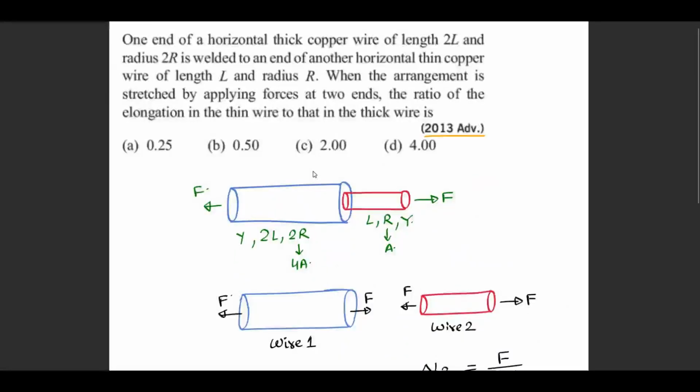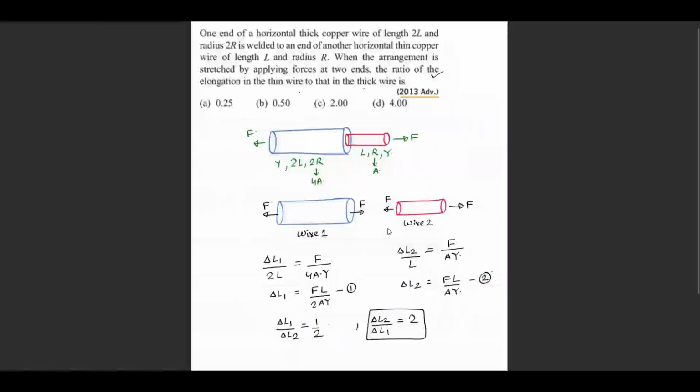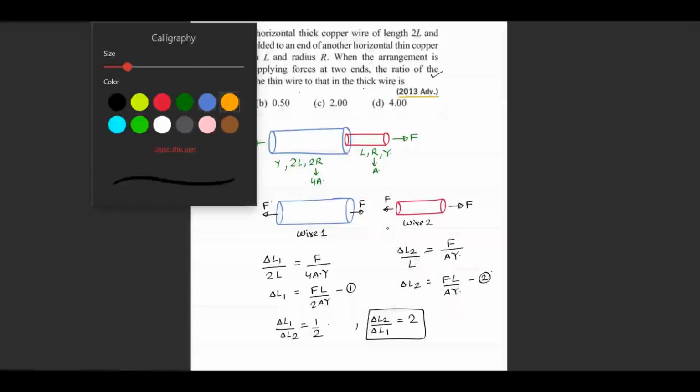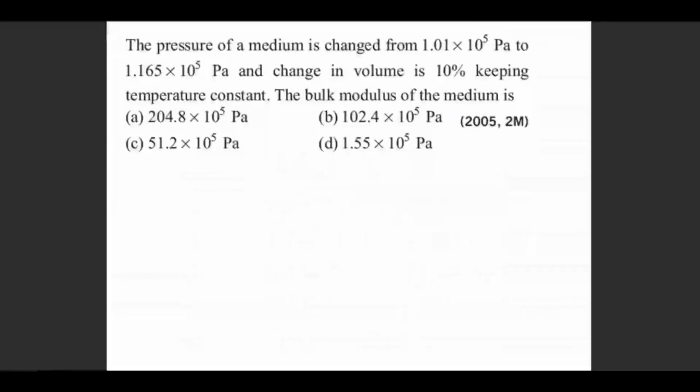If I look at the options, the ratio of elongation in thin wire to that of thick wire is asked. So please remember, thin to thick is asked. So it should be delta L2 by delta L1. So that should be 2. Hence be very careful about the ratios. So I would mark option C as the answer then. Right? Fine. Let's move on to the next one.